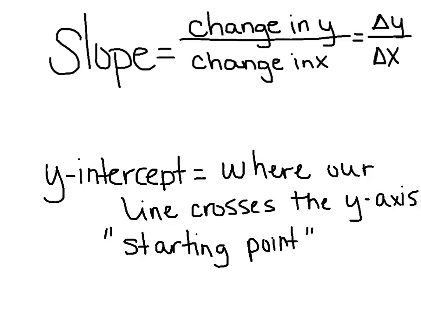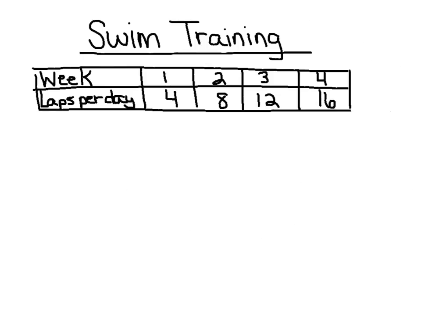So now that we know the standard form of an equation, y equals mx plus b, and we know that m stands for the slope, which is the change in y over the change in x, and b being the y-intercept, or the starting point, we can dive into how do we take a table and write the equation of the line. So here's our first example. We have a swim training scenario where it gives us our weeks in the top of the table and our laps per day. So on week 1 we swim 4 laps per day. Week 2 we swim 8 laps per day. Week 3 we swim 12 laps per day.